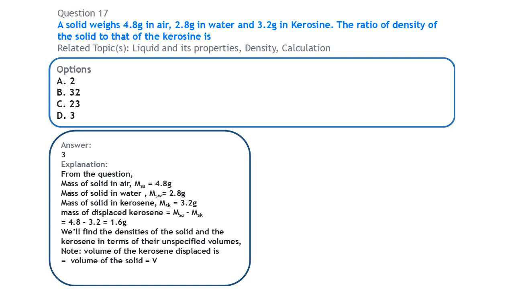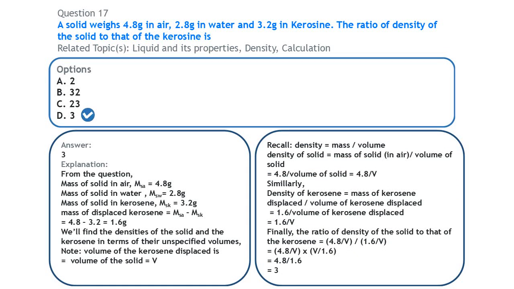For example, if you throw a solid into a cup of water, if you watch closely, you realize that there will be a rise in the level of the water in that cup. The level of water is going to rise the moment you immerse that solid in it. The volume of water that has risen, that has been displaced, is equal to the volume of that solid that is going into it. So the volume of the kerosene that is displaced is equal to the volume of the solid.